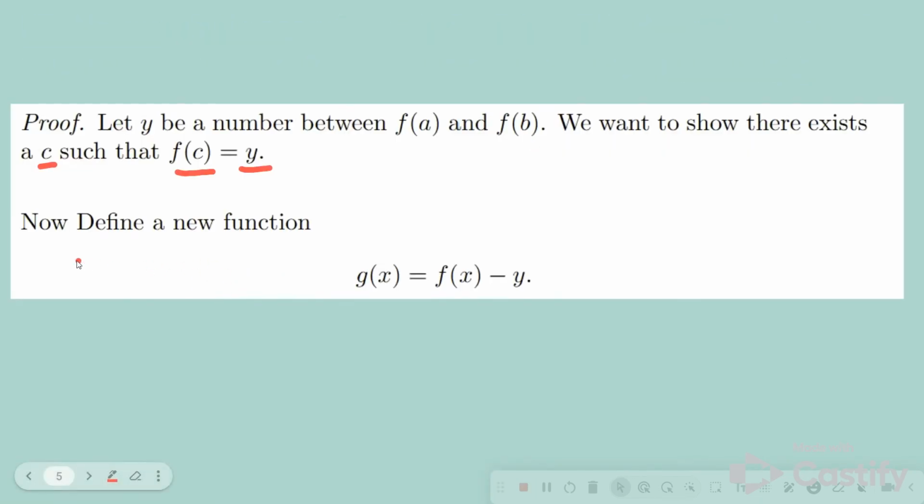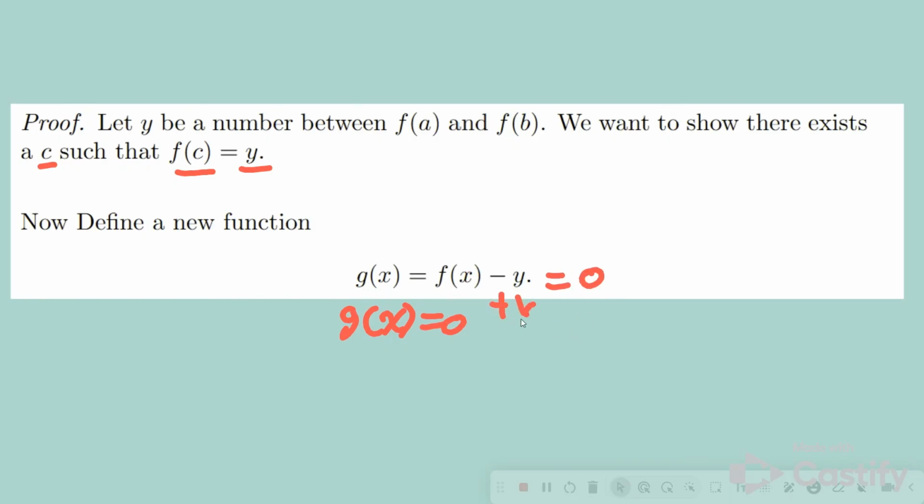So our first step when we actually begin the proof is to define a new function g of x equals f of x minus y. The reason we want to do this is that we can use Bolzano's theorem to show that g of x is equal to 0. And once we do that, then that means f of x minus y will also be equal to 0.